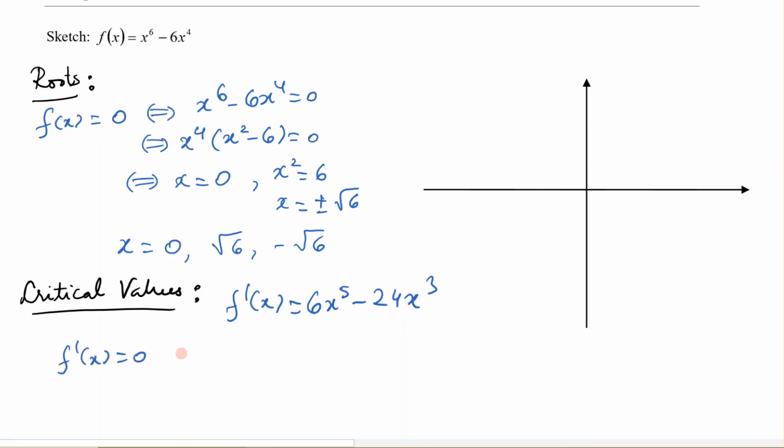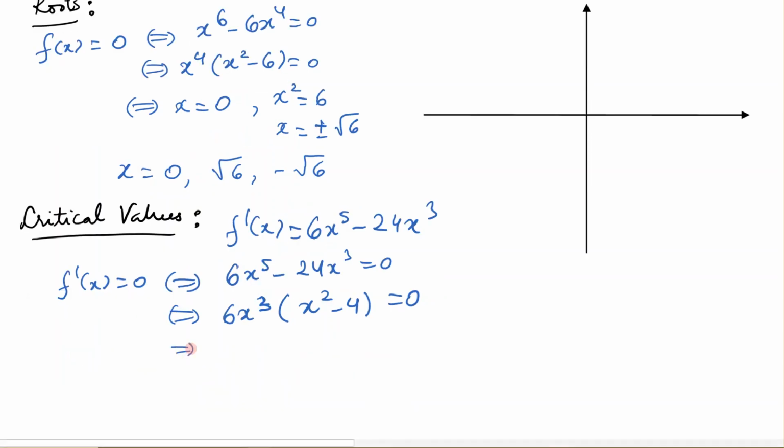So that implies 6x^5 minus 24x cubed equals 0. And we have 6x cubed as our common factor, and inside we are left with x squared minus 4. So if these factors are 0, it means either x equals 0 or x squared minus 4 equals 0, which means x equals 2 or negative 2. So we get three critical values. Now we need to decide on maximum or minimum value.